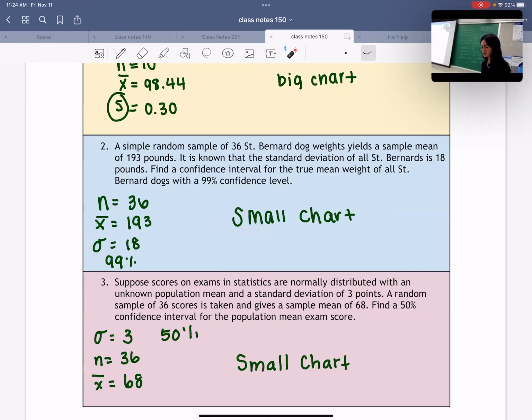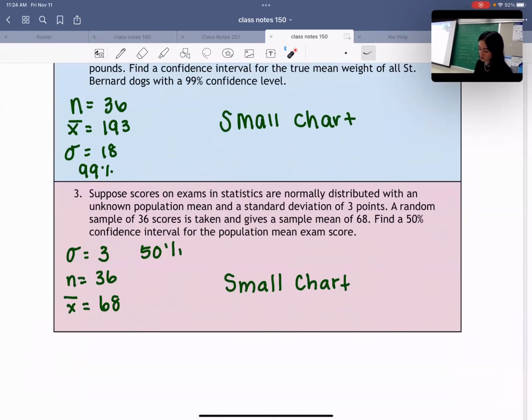Perfect. This one was a little bit tricky. I understand why some of you would think that might be the sample standard deviation, because it was introduced right after the sample was introduced. So I wouldn't feel too bad if you thought that one was the big chart. I probably wouldn't throw something like that at you, but nice job, Alyssa, on that one. Any questions on number 2? All right, going on to example 3.